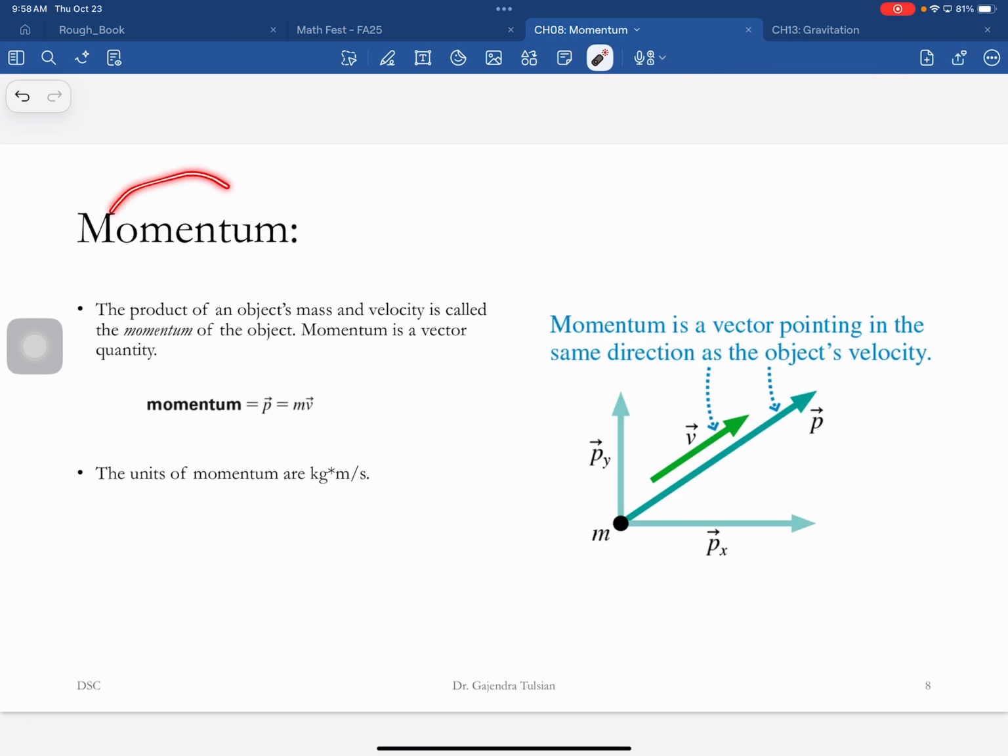So here's momentum. Momentum is a vector denoted by P. That's mass times the velocity. And the units of momentum are kilograms, meters per second.